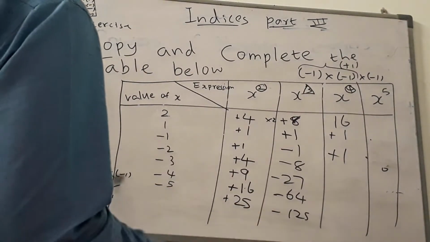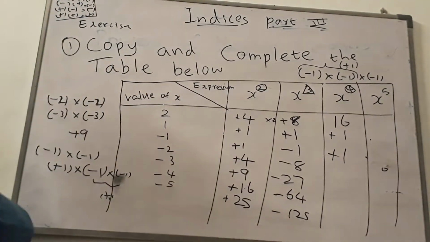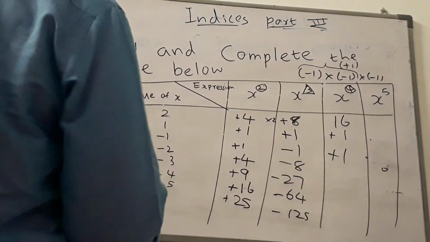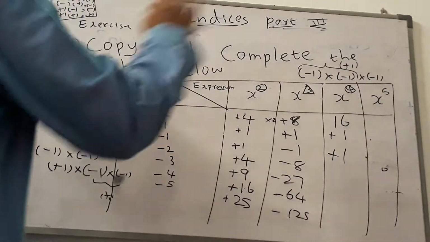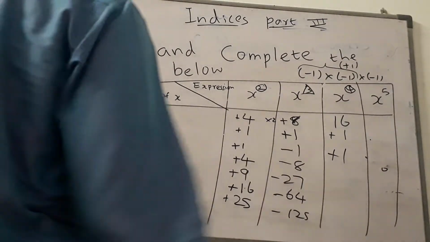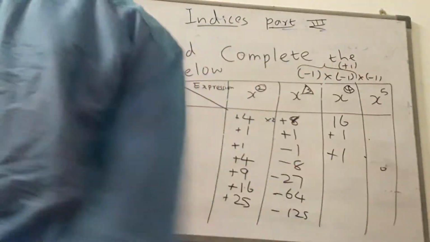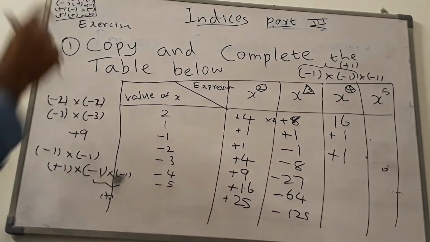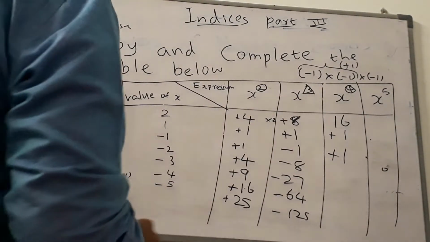Okay, it changes. Power 1 means minus 1. Power 2 means plus 1. Power 3 means again minus 1. Power 4 means plus 1. And power 5 means again minus 1. Okay, odds become minuses, evens become pluses. This is only relevant for negative integers.